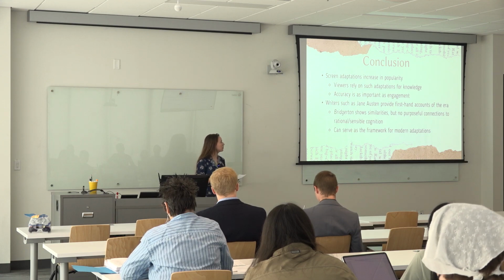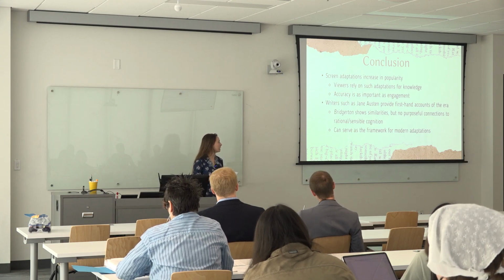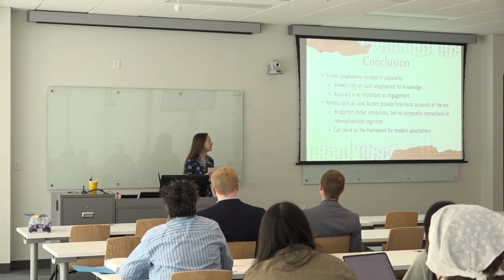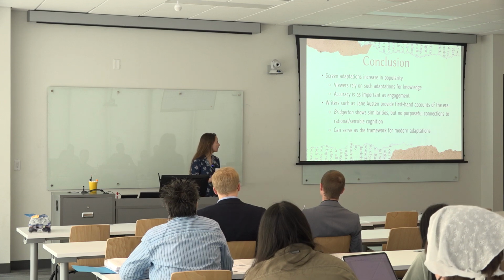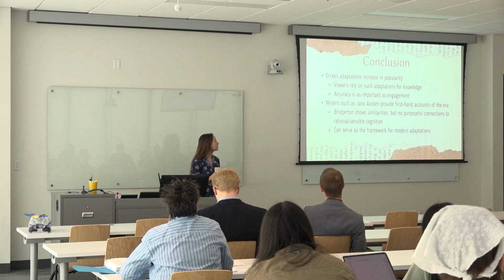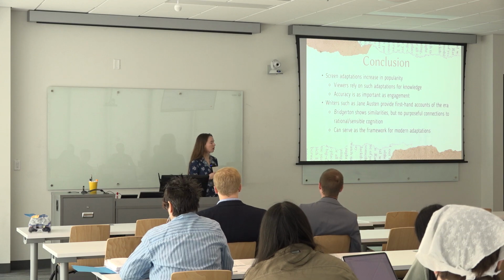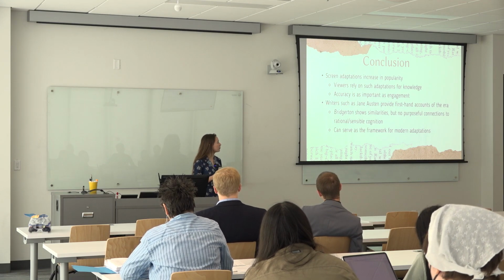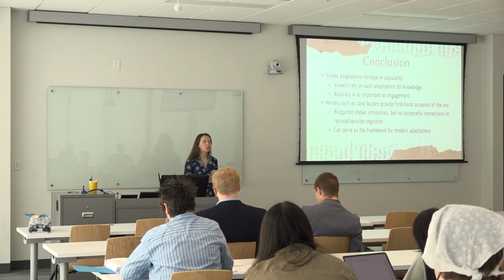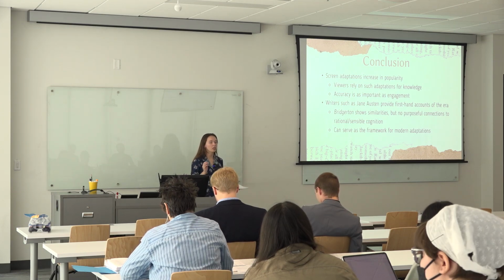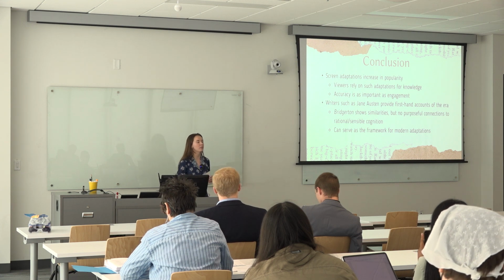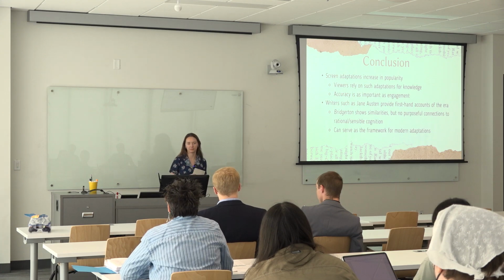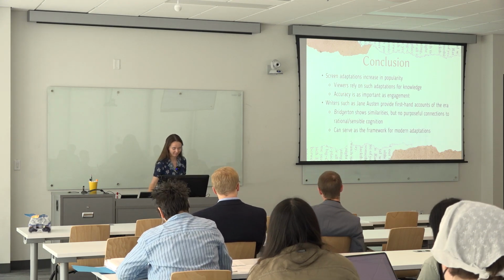Bridgerton showed some similarities, but no purposeful connections to the rational or sensible cognition when comparing these two sets of characters. So through this, I hope to see that Jane Austen or writers from that time period can serve as a framework for modern adaptations so that we can still use creative abilities but be able to portray those eras in an accurate way. Thank you.